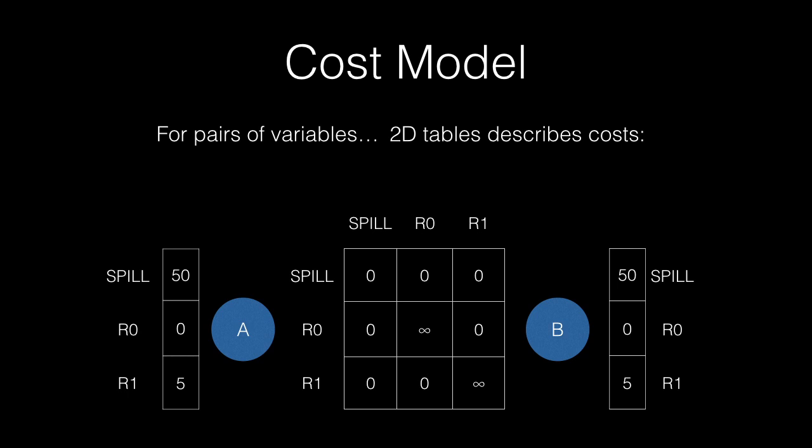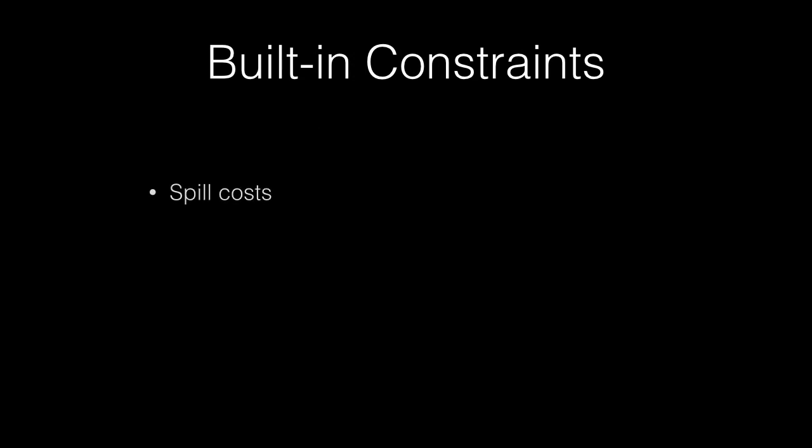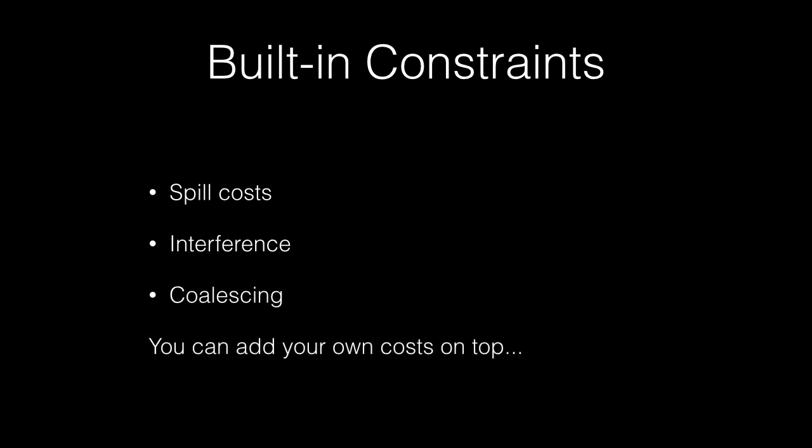You don't have to fully construct your cost model yourself. LLVM will, out of the box, give you spill costs, interference, and coalescing constraints. And then you can override a target hook to add custom constraints for your target on top of these. Now, Arnaud has done this for a couple of architectures now, and I'm going to hand over to him to describe his experience working with the allocator.